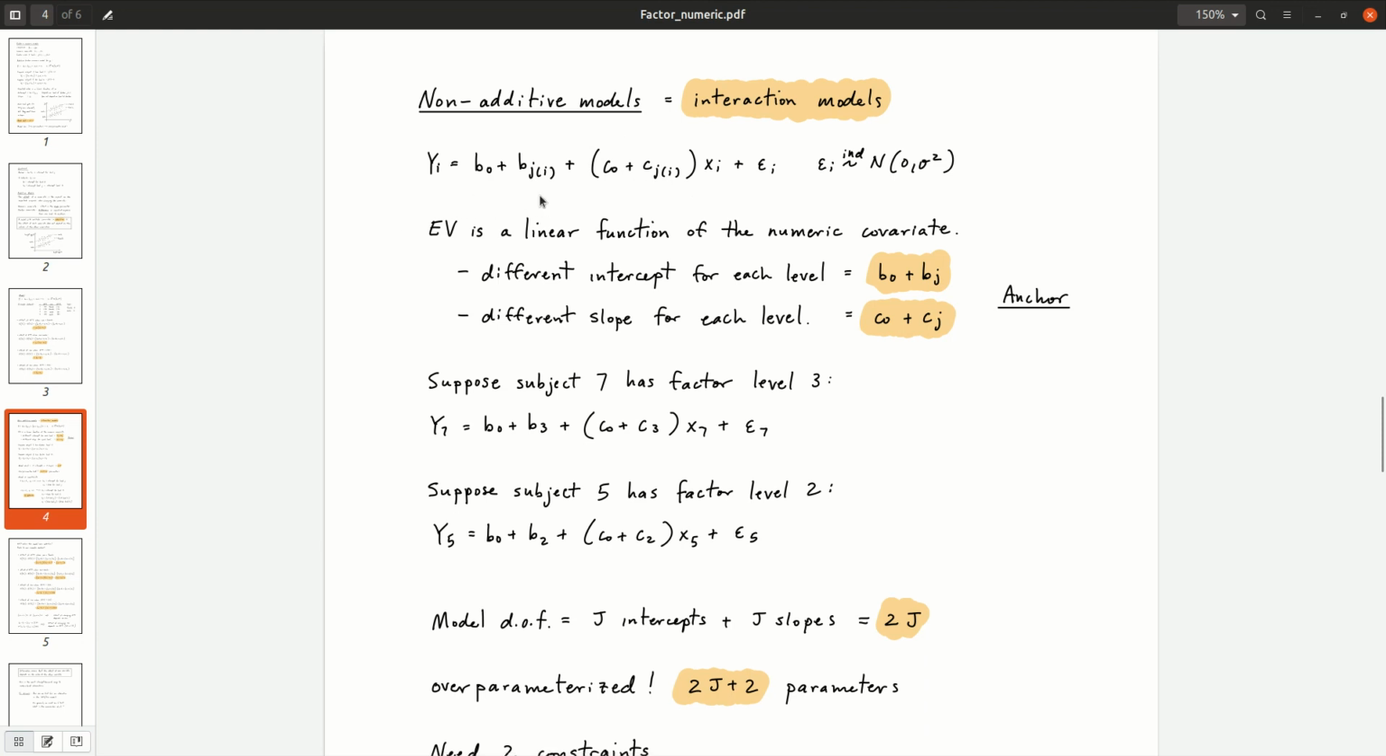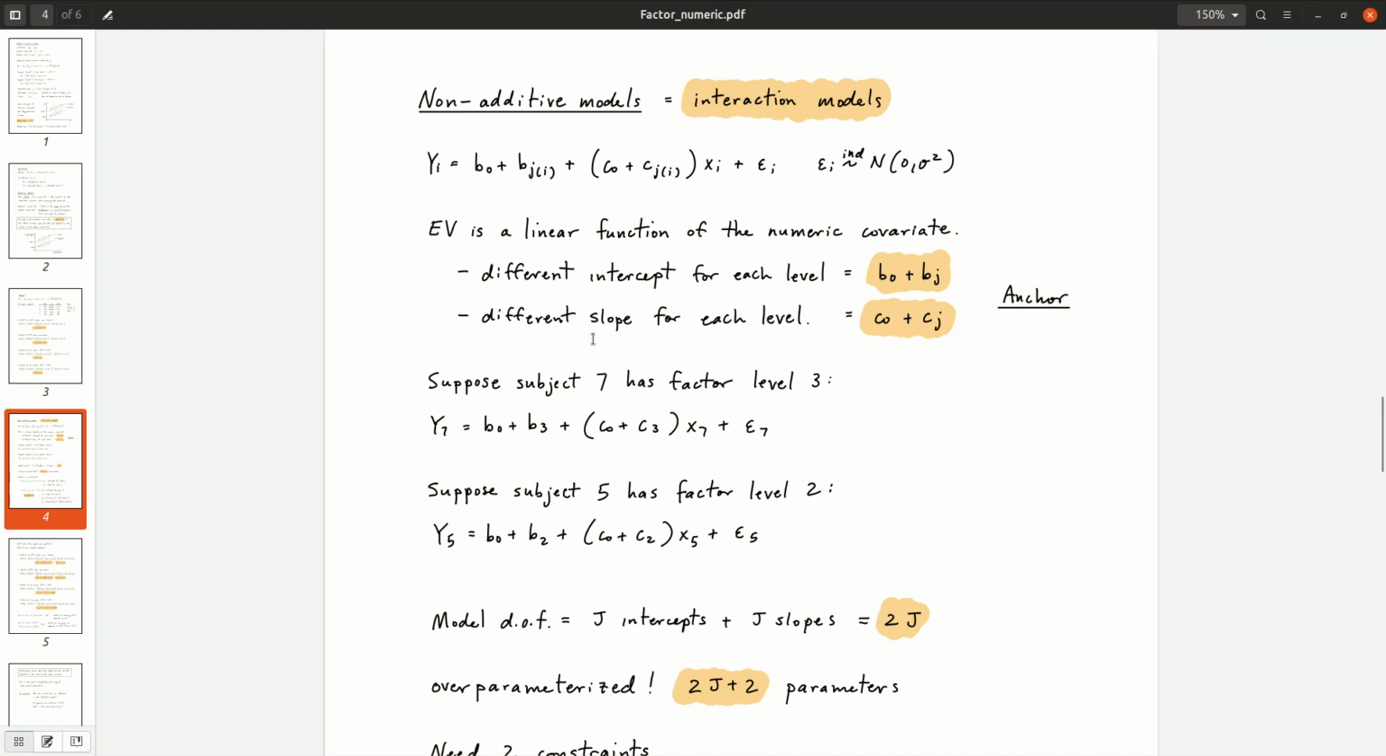Okay, so if you stare at this equation, what you learn is that the expected value of yi is still going to be a linear function of the numeric covariate. So you're going to have a part here, b0 plus b sub j of i, which is not multiplied by x, so we can think of this as an intercept. And then we have a part here, which is multiplied by xi, so we can think of this as a slope. So it's still a linear function of xi. The expected value is a linear function of xi. And we have a different intercept for each level. So for the jth level, it's going to be b0 plus bj.